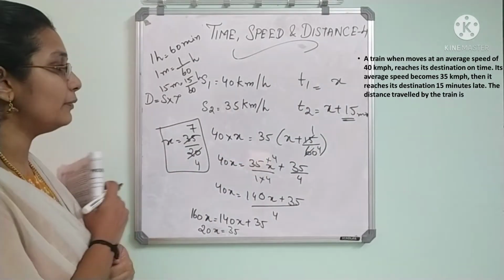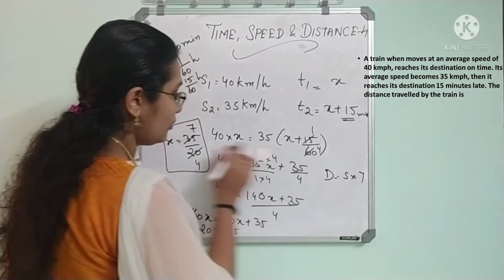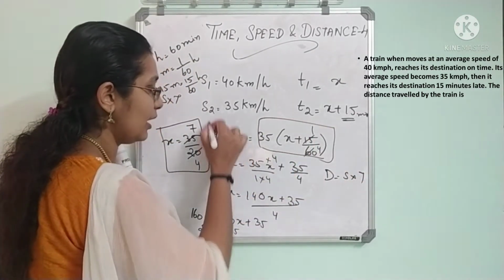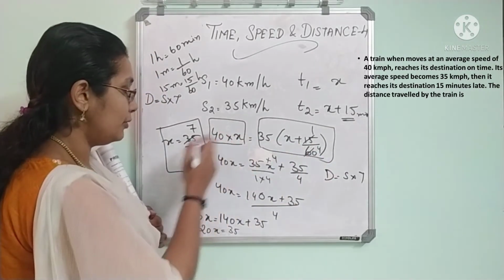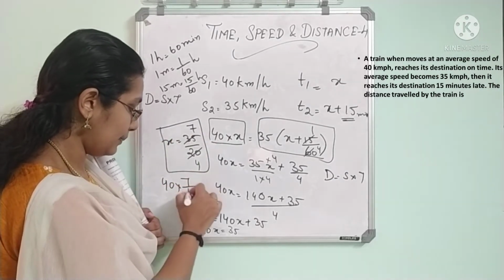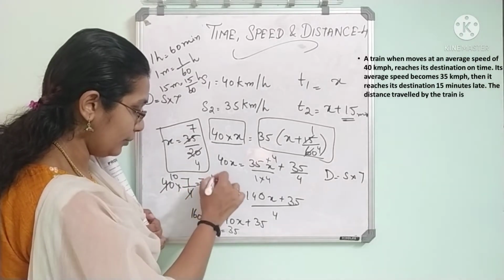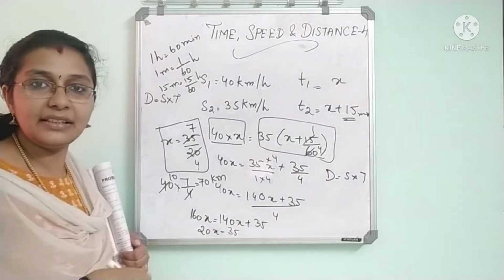Clear? So how will you find the distance? Distance is equal to speed into time. So either you can use this or you use this to find the distance. Okay. So better use this because this is quite complicated, right? So on using this, 40 into time, what we have got, 7 by 4. 4 10s are 40, so 10 7s are 70 kilometer is our distance. Even if you substitute here, also you will get the same answer.